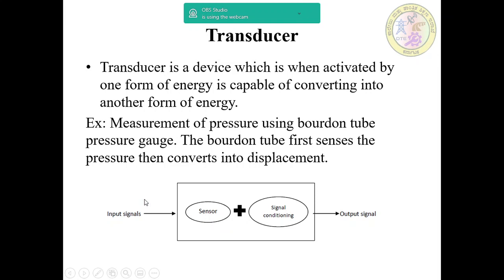And then you take the input signal, and there is the conversion of one form of signal to another form. For example, you take measurement of pressure by using a Bourdon tube pressure gauge. Here the Bourdon tube first senses the pressure, then converts it into displacement. That conversion of one form of energy to another form is nothing but a transducer.